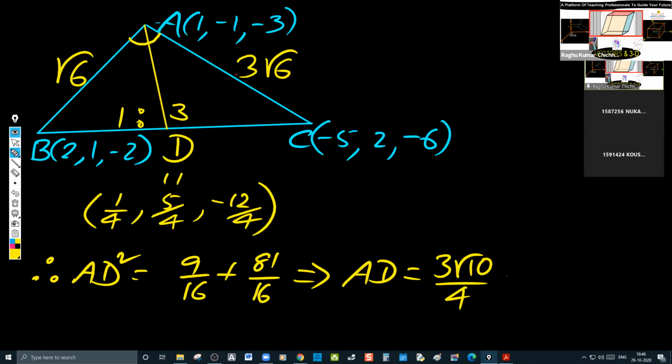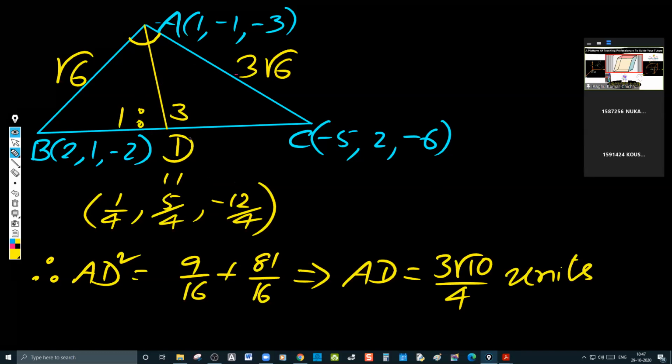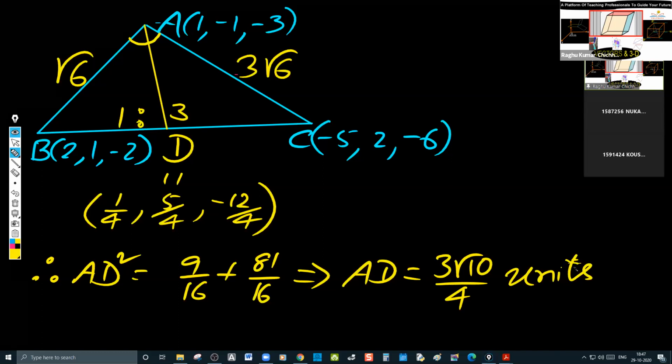So your learning in this problem, and the revision of the concept, is that the internal angular bisector of a triangle always divides its opposite side in the ratio of the other two sides. The ratio of the other two sides means you have to find their lengths and then the ratio, root 6 is to 3 root 6. When you know the ratio, we apply the section formula, get the coordinates of D, and thereby the distance AD. This is the length of the internal angular bisector. Is it clear? We will check the answer. Yes, sir. Yeah, we will check the answer now.